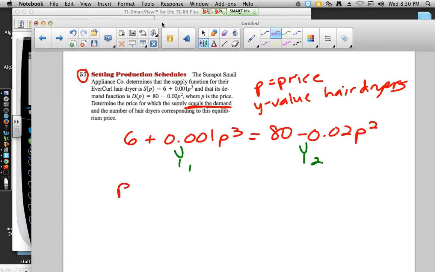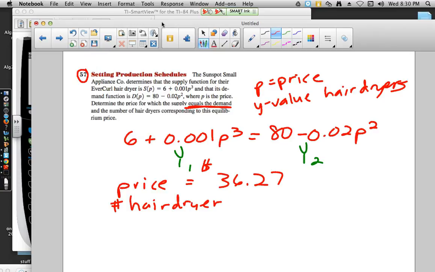So price is $36.27, and the number of hair dryers, we'd probably go with about 54. About 54. So there is 57. And you had also asked for 58. 58 is done the same way.